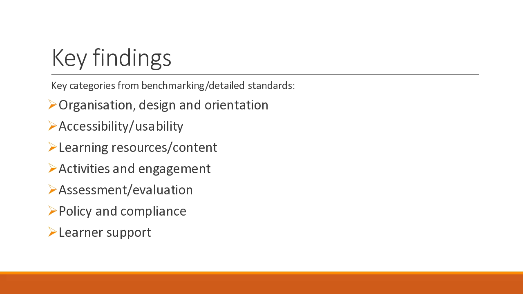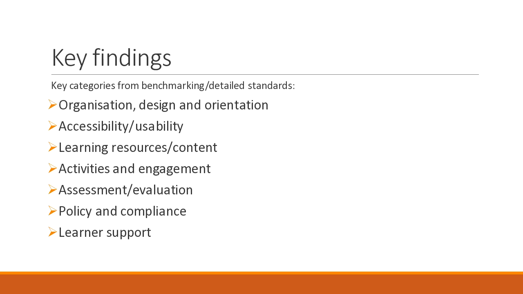So the key findings, especially around the institutions that were taking more of just a minimum online presence, were that there was a lot of variability, some that had, similar to La Trobe, a very basic minimum online presence, all the way up to much larger standards or benchmarking or strategies. But the ones that had some sort of benchmarking or standards similar to Western Sydney seemed to fall under these key categories: organisation, design and orientation, accessibility and usability, learning resources and content, activities and engagement, assessment and evaluation, policy and compliance, and learner support.